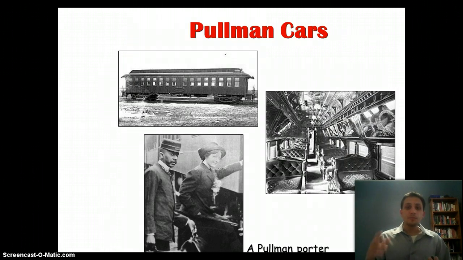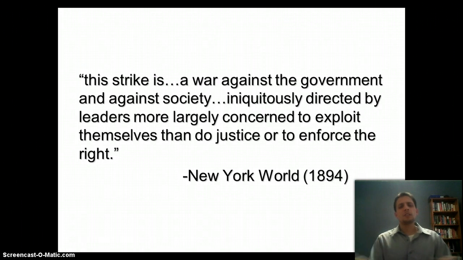I want to give you guys some quotes from newspapers about what's going on here. This is from the New York World, which is a newspaper in New York City at the time. It says, "This is a strike, a war against the government and against society." That's important: a war against the government and against society.